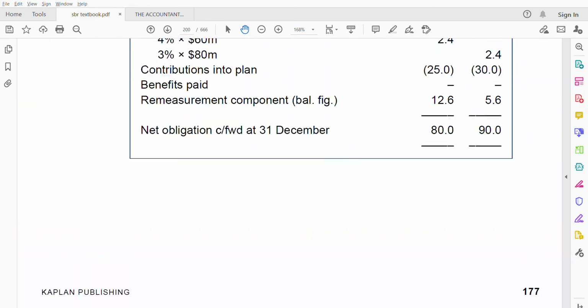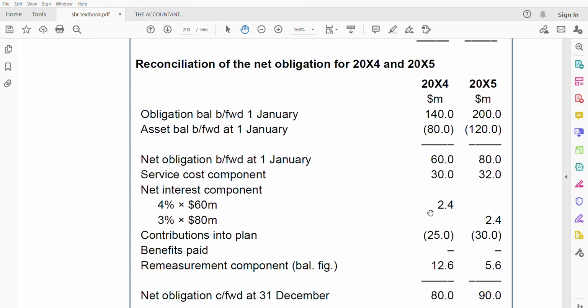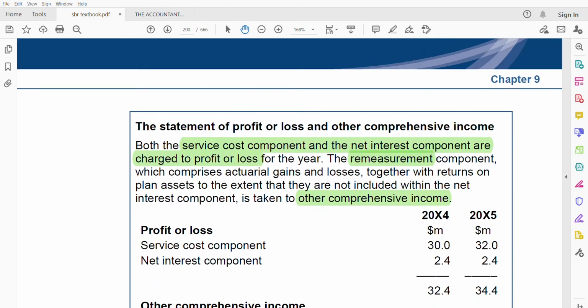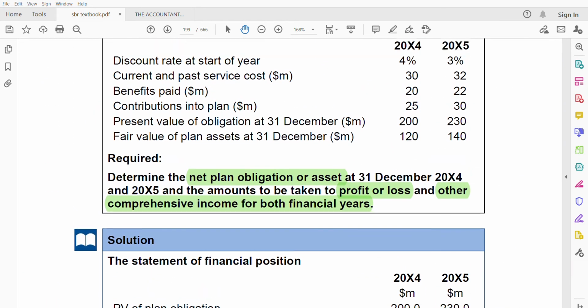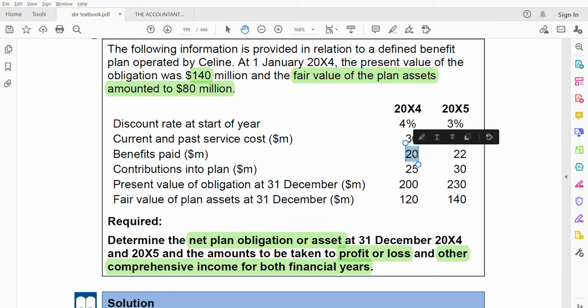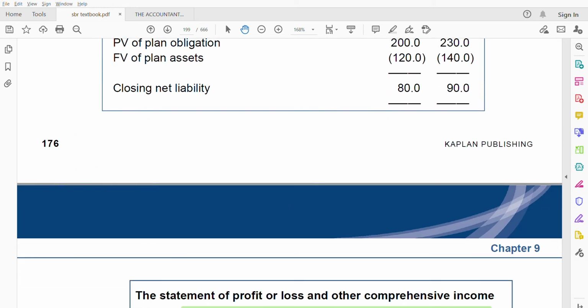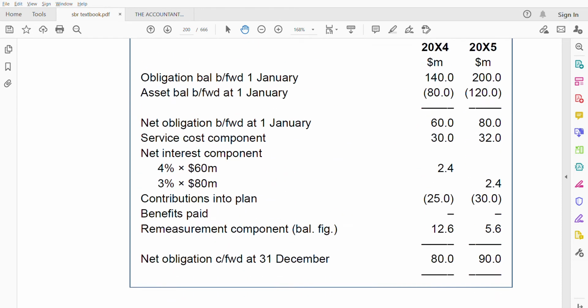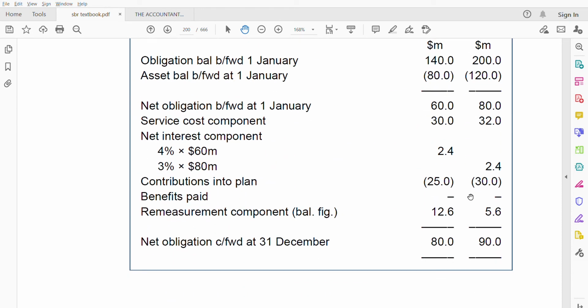So 60 and 80. So 2.4, contributions 25 and 30 you deduct. There were no benefits paid. Okay. Benefits paid you don't have to. It will not have any impact. So even though benefit paid you are given 22, remember it will not have any impact. It will only reduce the plan obligation or asset. Okay. That's it. But it will not have any impact in the profit and loss account or statement of financial position. Therefore, we are not taking the defined benefit paid.